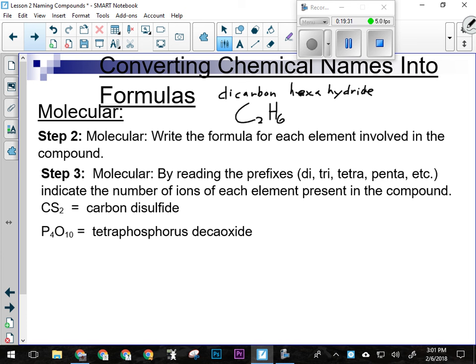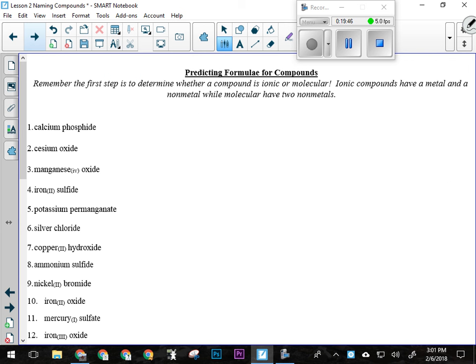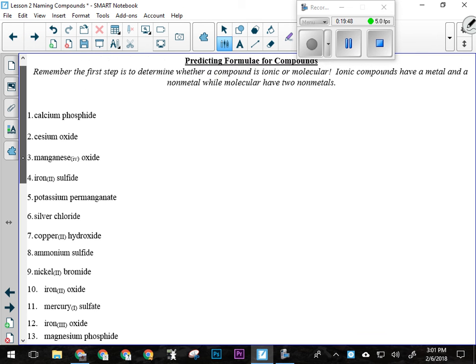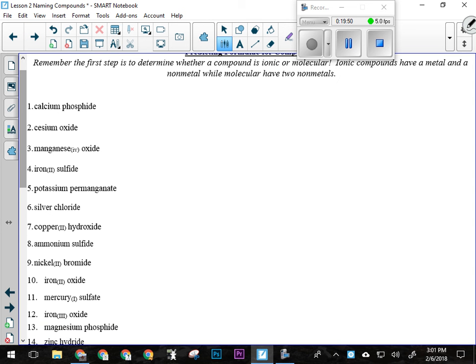Okay. If this was an ionic compound, would we reduce this? We would. But in a molecular compound, they told me that's how many there are. I don't have to reduce it. Okay. I want you guys to try these ones here. So writing the formulas now. We've already done writing the names. They're giving you the names. I want you to write the formulas.